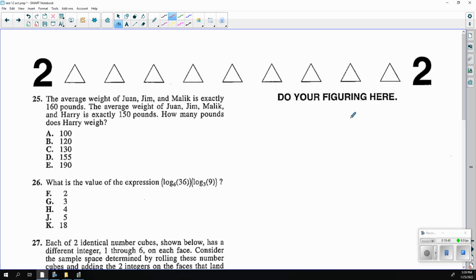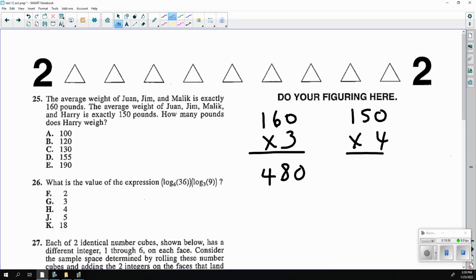Love it. Averages total. So 3 men averaged 160. But the 4 of them measure 150. So where does Harry come in? Well, Harry was in the second group, not the first. So you subtract 600 minus 480 and you get 120.